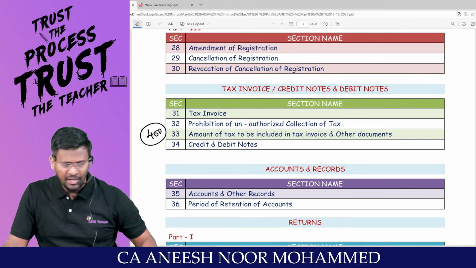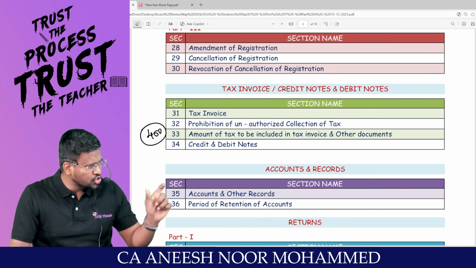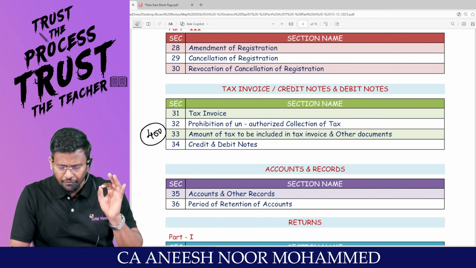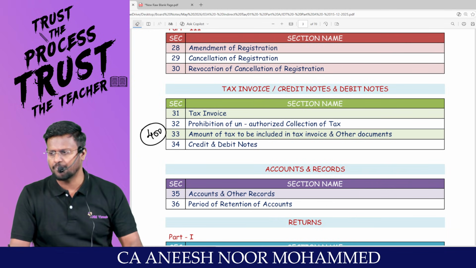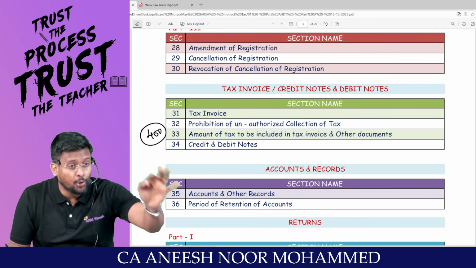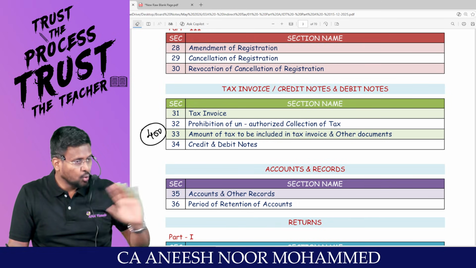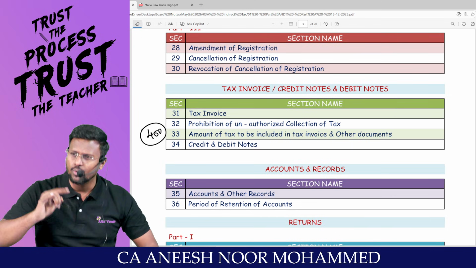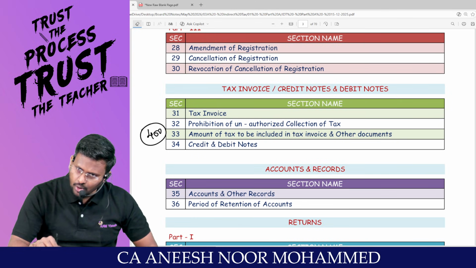Am I right? In that tax invoice, please mention separately the amount of tax. That's Section 33, amount of tax to be included in the tax invoice. Am I right, sir? After you raise the tax invoice, if there is any problem in the tax invoice raised, don't cancel the invoice. Sir, don't issue a new invoice. Please give either a debit note or credit note as the case may be.